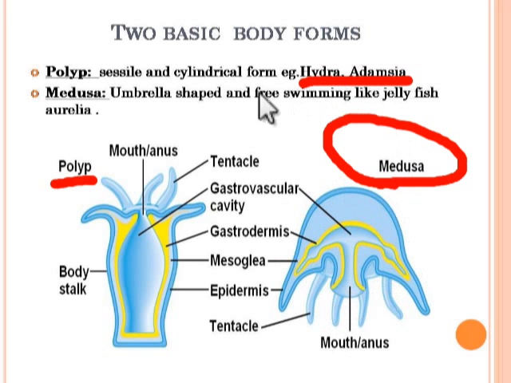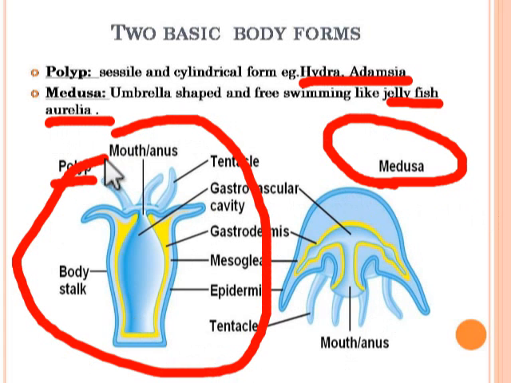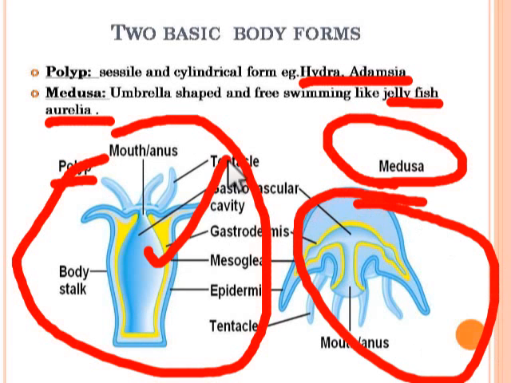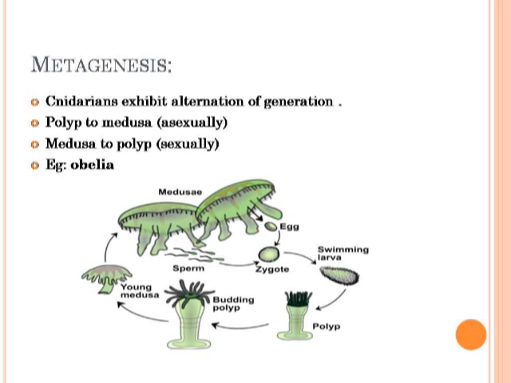Umbrella shaped. Especially you can see the jellyfish, which is always in the form of medusa. The scientific name of jellyfish is Aurelia. Right. This structure is termed polyp, and the next structure is medusa. One is cylindrical in form and the other is umbrella shaped. Let's see the other characters.